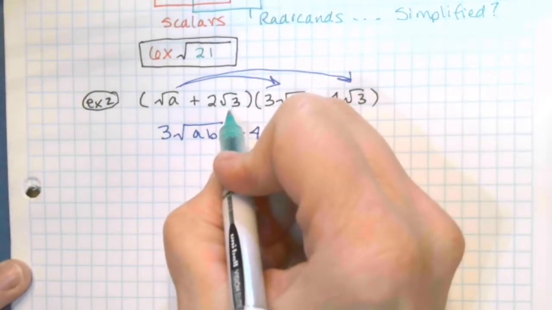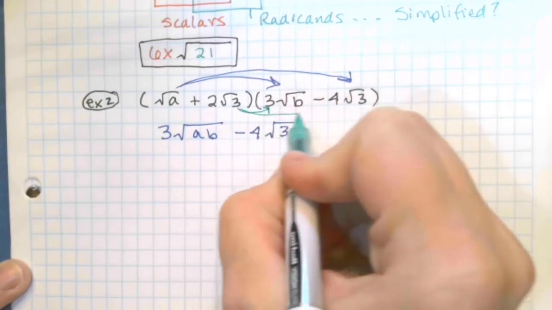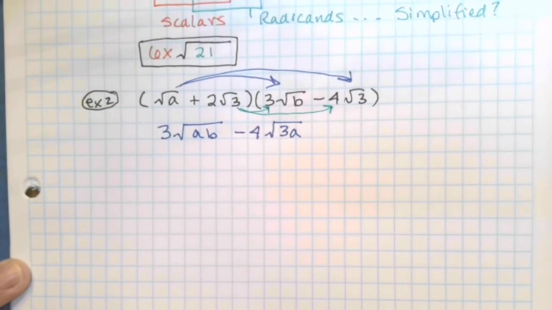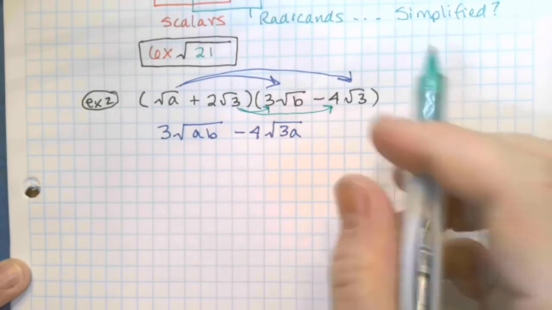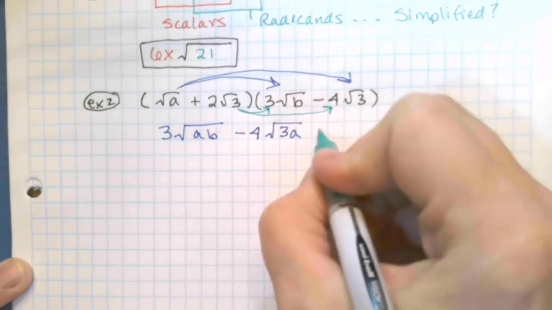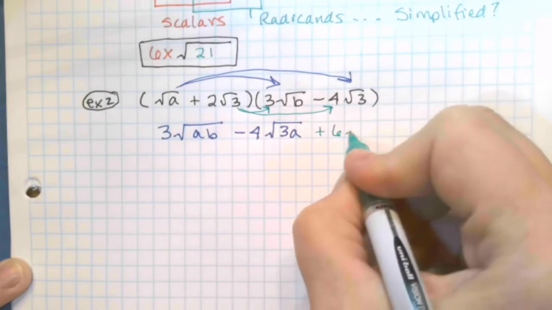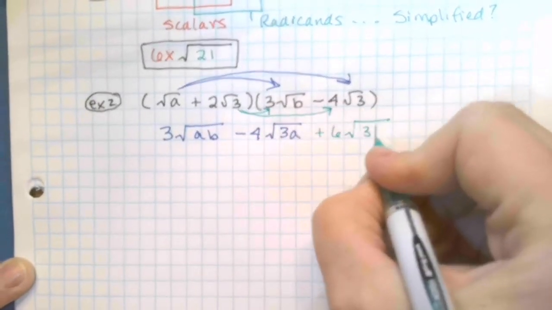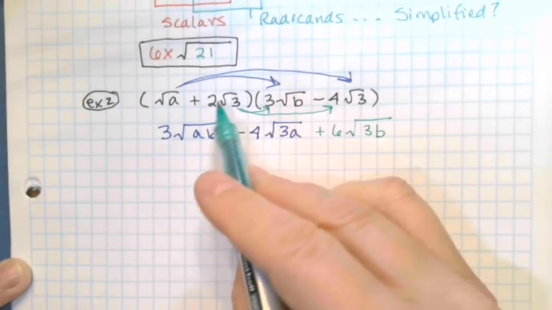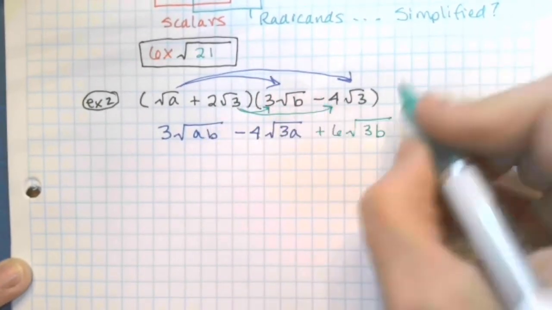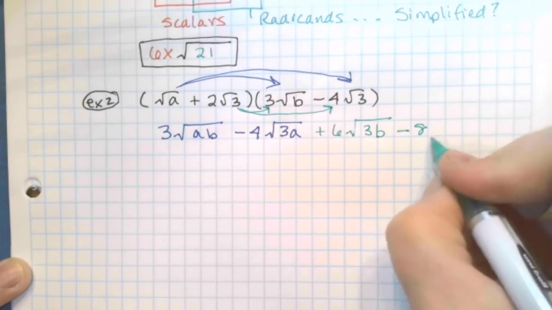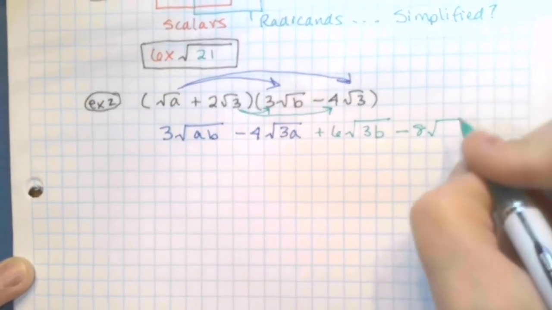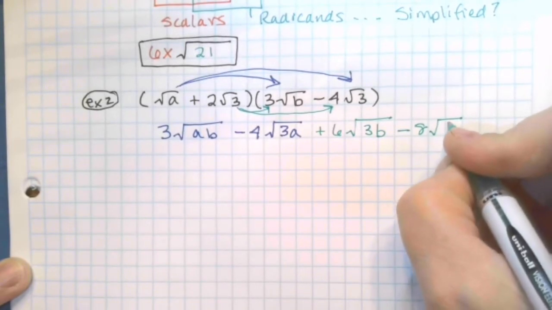Now we're going to take the second term and distribute it through the second set of parentheses. Again, we're thinking scalar to scalar, radicand to radicand. So 2 times 3 is a positive 6 for the scalar. Radicand 3 times radicand b is 3b. Moving on. Scalar 2 times scalar negative 4 is negative 8. Radicand 3 times radicand 3 is 3 times 3 or 9.